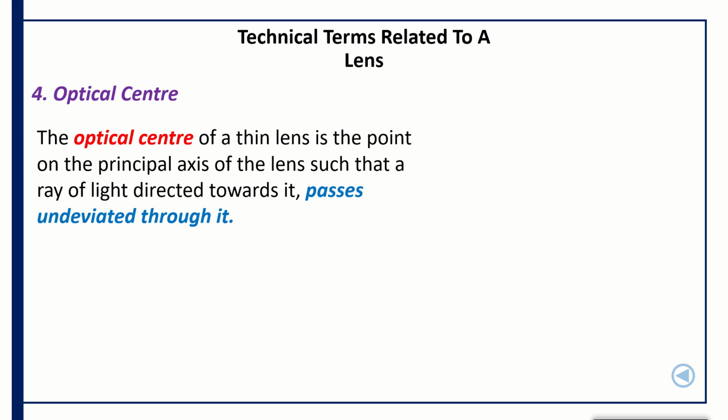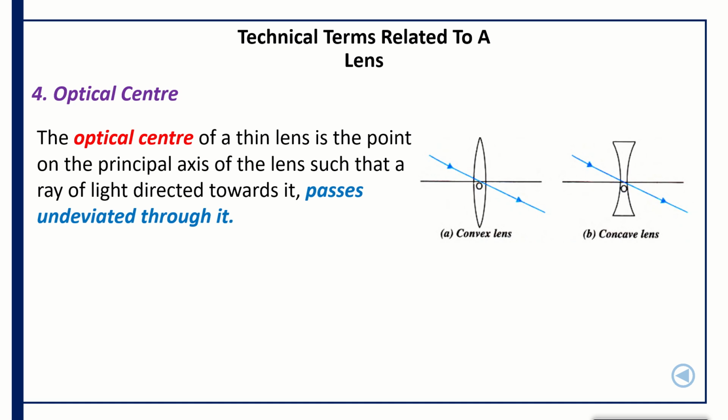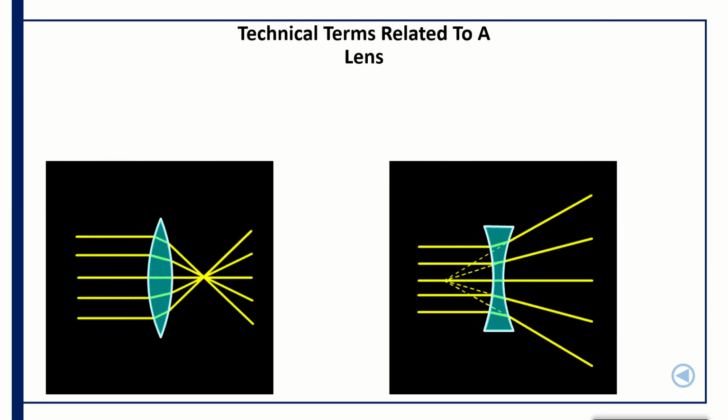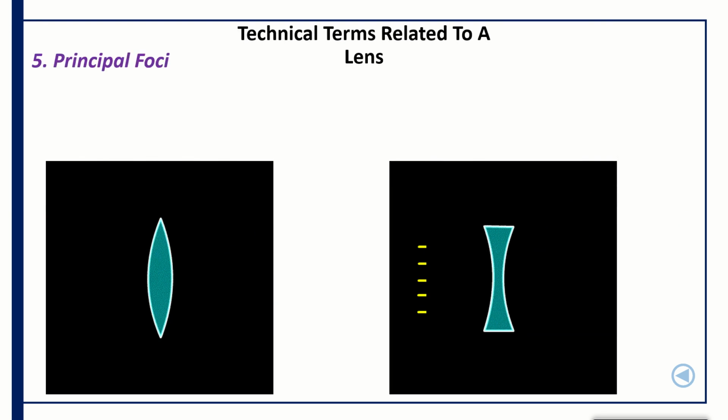So the optical center of a thin lens is the point on the principal axis of the lens such that a ray of light directed towards it passes undeviated through it. Can you see here? If I am using a thin lens, then the light ray which is falling on or passing through the optical center of the lens will pass undeviated, or will not undergo any refraction. Now, principal foci.